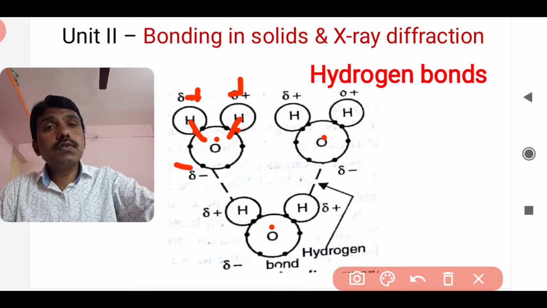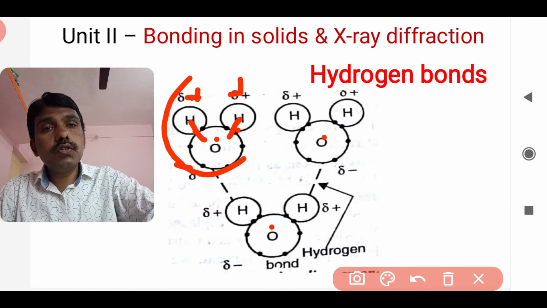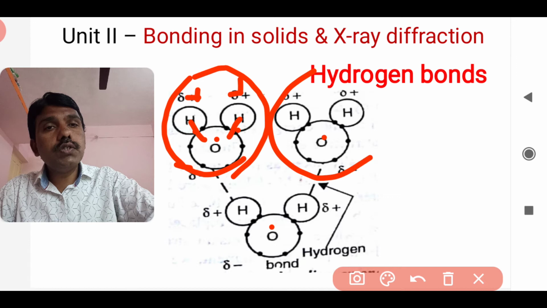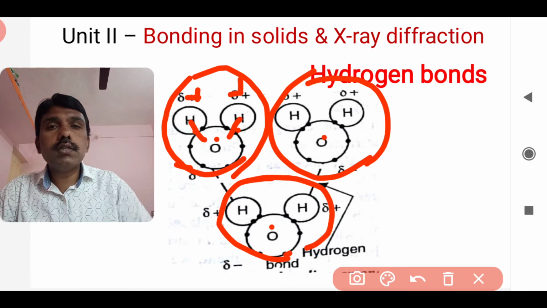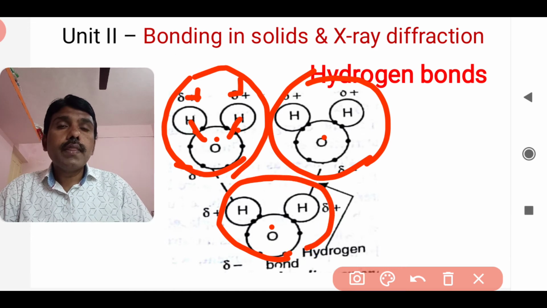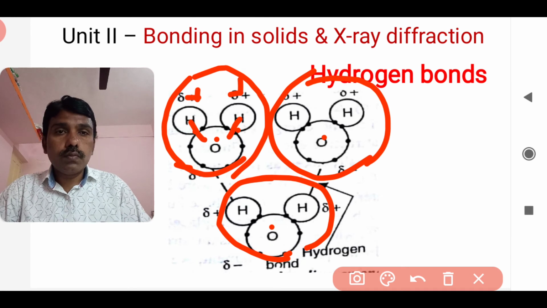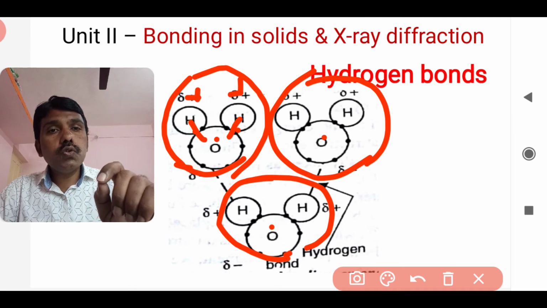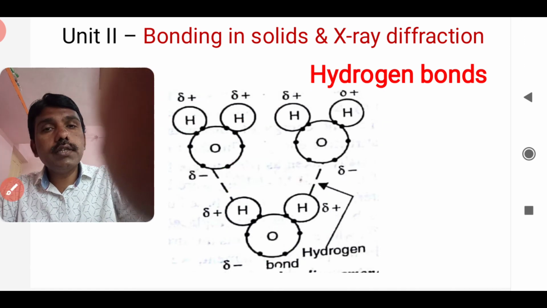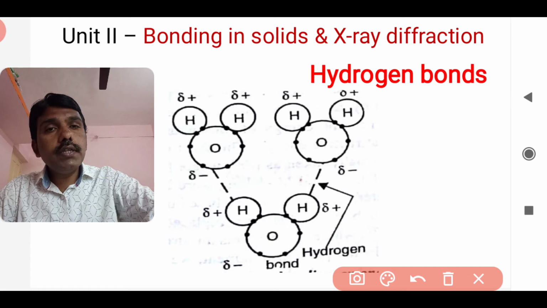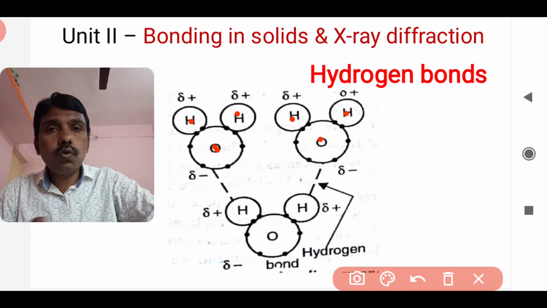Now this is the complete case of one H2O, but there is another H2O with a similar case. This is the second one, and here is another H2O, the third one. Oxygen is still electronegative and hydrogen is electropositive. Now what happens is there is an attraction point. This is quite interesting: there is covalent bonding between H and O, no doubt, in each molecule.